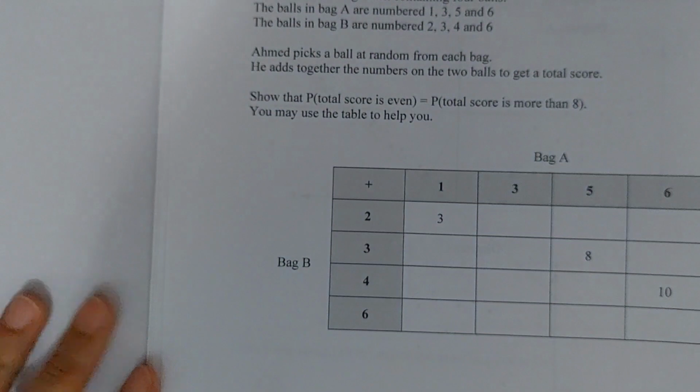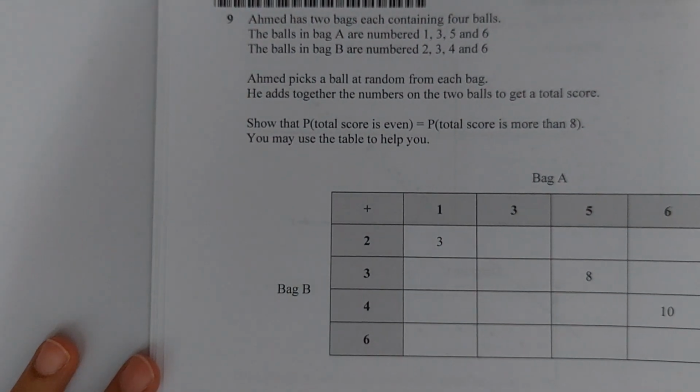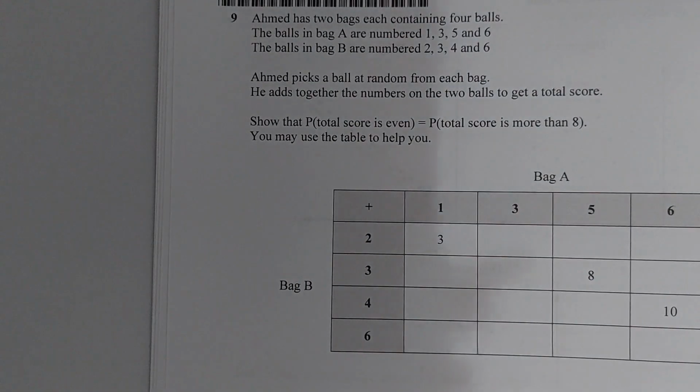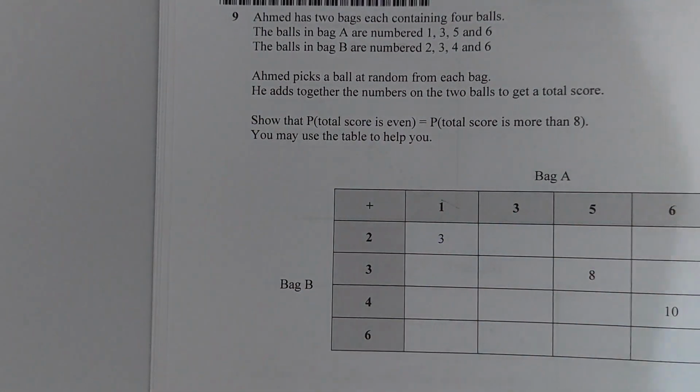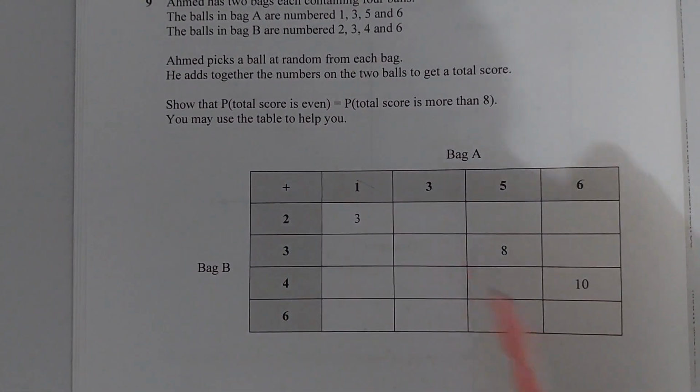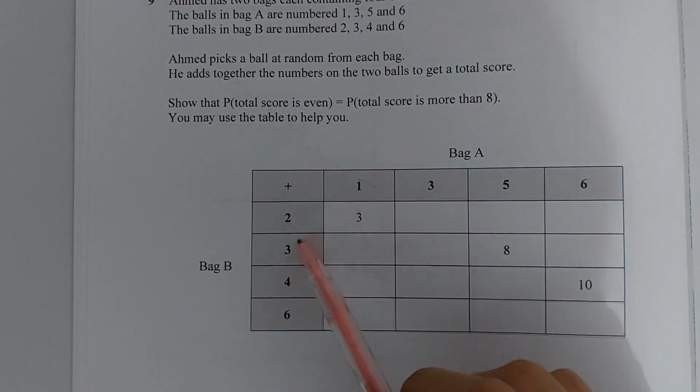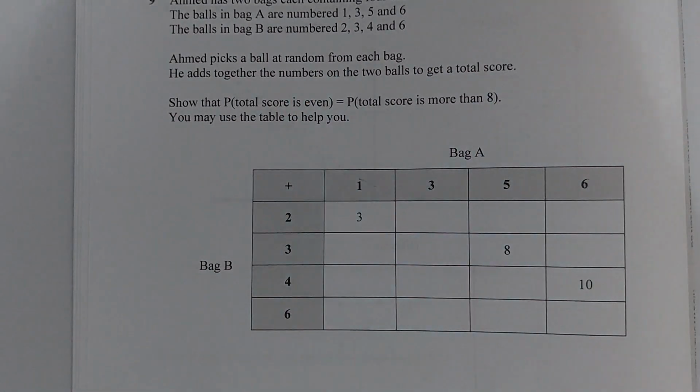Okay, number 9, we look here. Ahmad has 2 bags, each containing 4 balls, and the balls in bag A are numbers 1, 3, 5, 6. This one is bag A, right? And then in bag B are numbers 2, 3, 4, 6. Ahmad picks a ball at random from each bag. So there are 2 bags, and Ahmad will take 1 ball from bag A, and then take another ball from the other bag, bag B, and then he adds together the numbers on the 2 balls to get the total score.